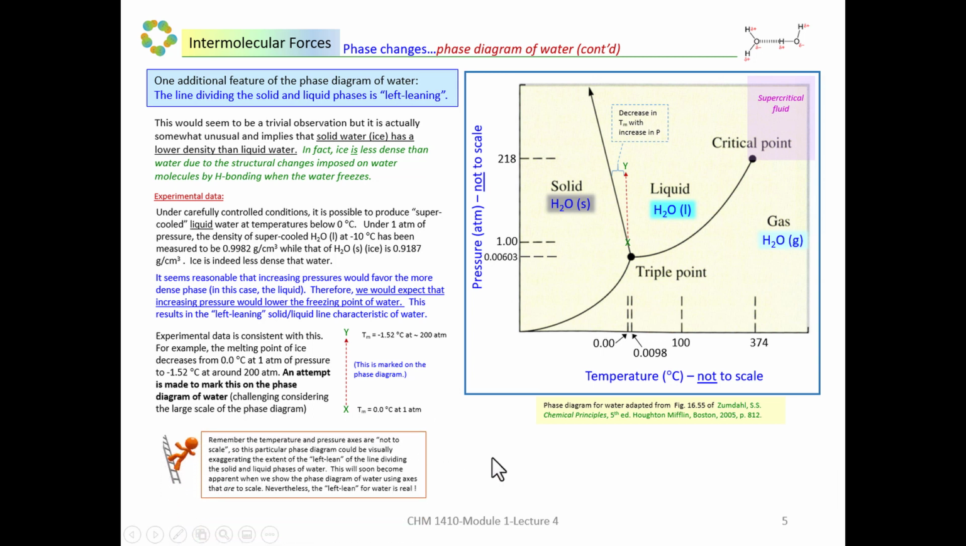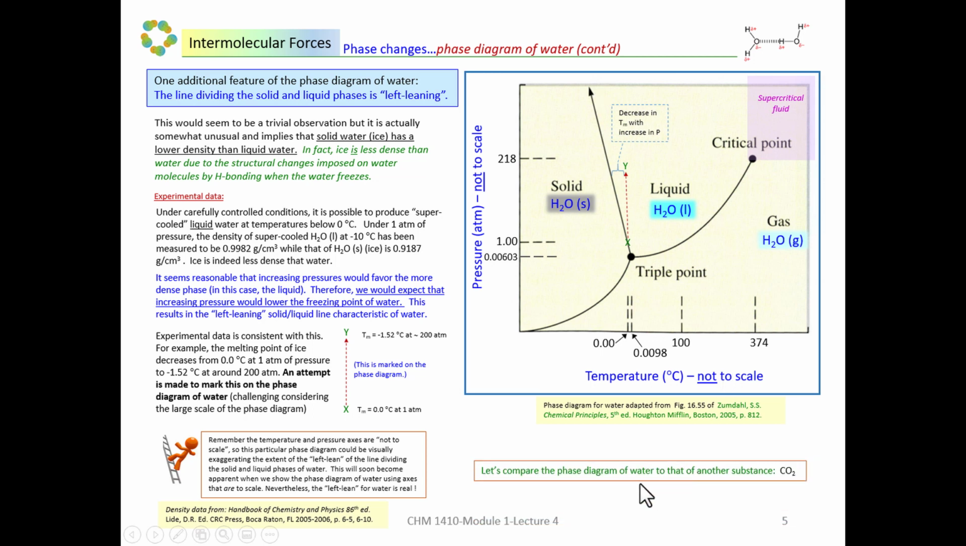Again, remember the temperature and pressure axes here are not to scale. So this particular phase diagram could be exaggerating this left lean. However, the left lean is real, and pretty soon we'll look at these phase diagrams with temperature and pressure axes that are to scale, and we can see what the diagram looks like. It'll look a little bit different, but the phenomenon is real. This line does lean to the left.